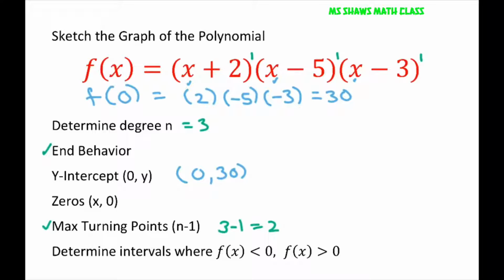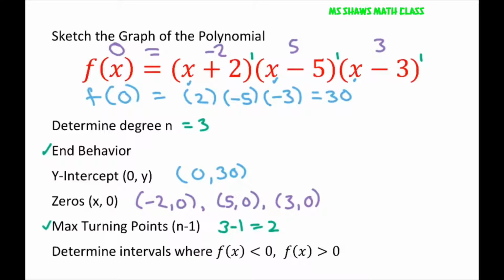And our zeros are when y is 0. So when this is 0, for this factor, it'll be negative 2. For this factor, it'll be 5. And this one will be 3. All right. So let's write those down. We have negative 2, 0, 5, 0, and 3, 0. That's your x-intercepts. And we're going to do this part where y is negative and our graph of f of x where it's positive after we graph it.